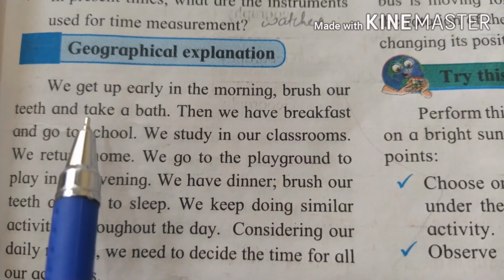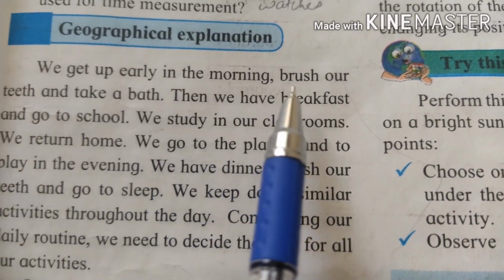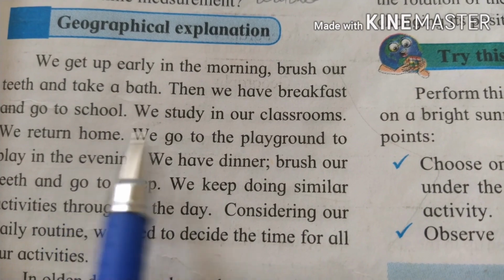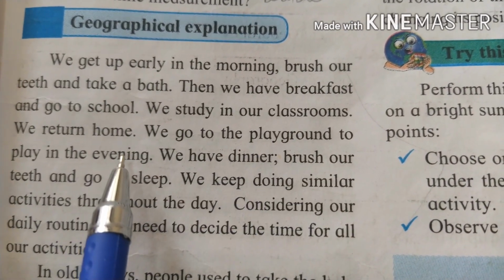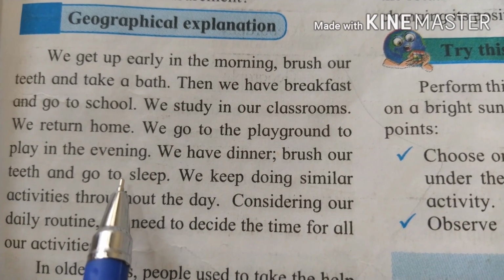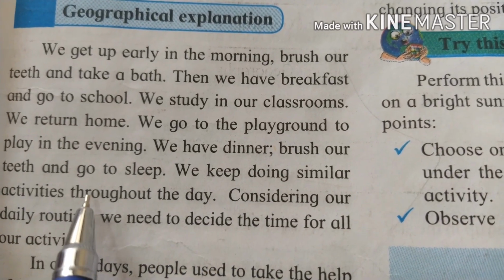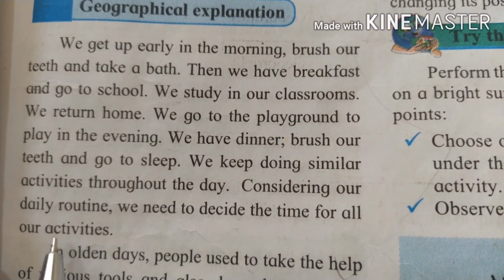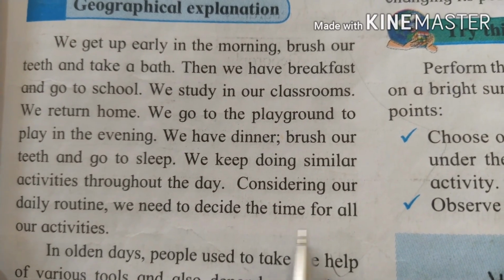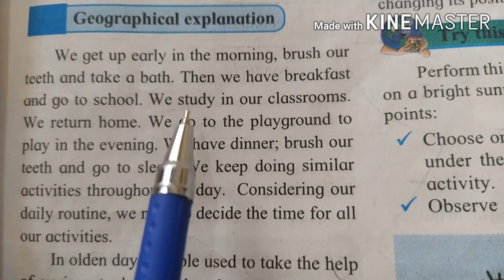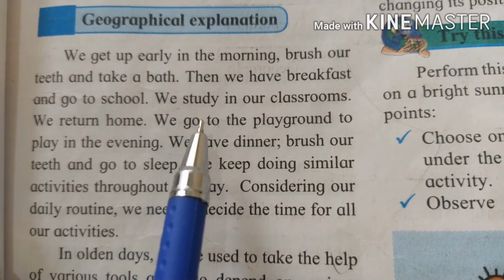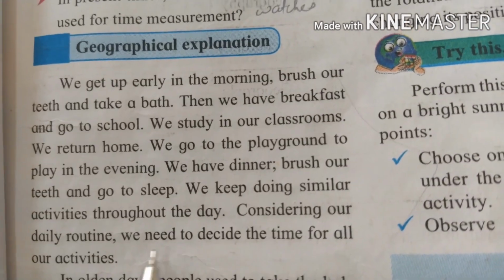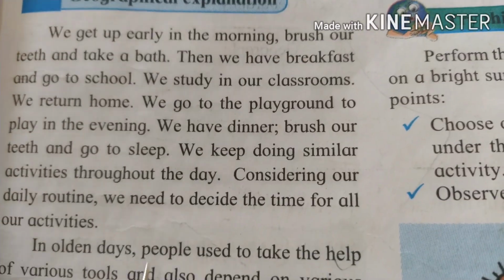Now the geographical explanation. We get up early in the morning, then brush our teeth and take a bath. Then we have breakfast and go to school. We study in our classrooms. We return home. We go to the playground to play in the evening. We have dinner, brush our teeth and go to sleep. So we keep doing similar activities throughout the day. Considering our daily routine, we need to decide the time for all our activities. So we are maintaining some time.